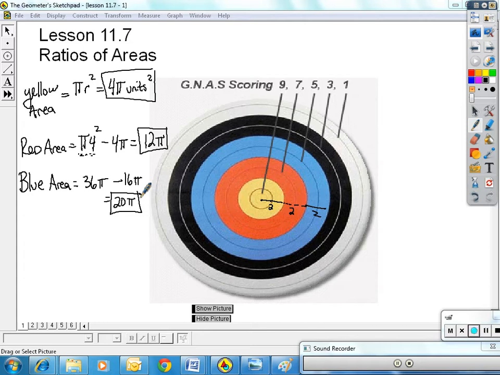Here's the point that I want to make. Let's look at ratios of these areas. If I look at the ratio of yellow, which is the bullseye, the highest awarded area to hit, and I do the ratio of yellow to red, we can just look at the ratio of the areas. That would be 4 pi to 12 pi.